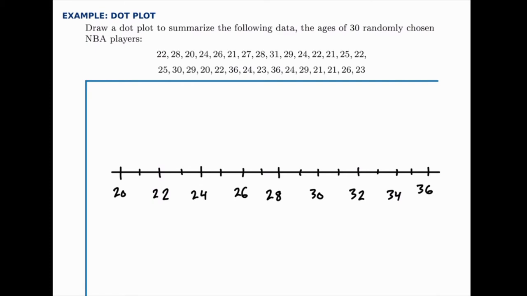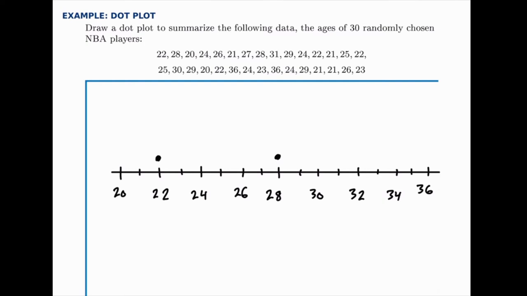Now that we have our axis, all we need to do is read through each of these data points and put a dot for each one. So for the first value at 22, we just put a dot above the 22. Then we have 28, so we'll put a dot at the 28. Notice it hovers a little bit above the marker, but it doesn't really matter how high we put them as long as we place them at consistent heights, just so we can visualize the final result. That'll make more sense as we draw more of these.